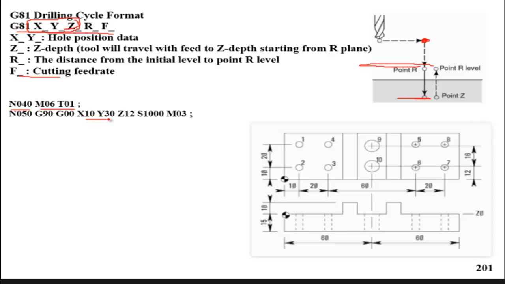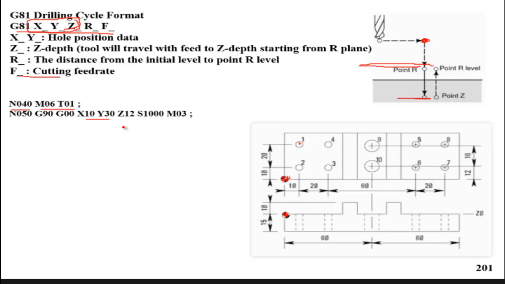XY. What is XY? If we refer to this drawing, this is the origin point, the 0 point on the top plane, and this is the 0 point on the front plane. So when we select X equal 10 and Y equal 30, it means we locate our spindle above that position, above the first hole.